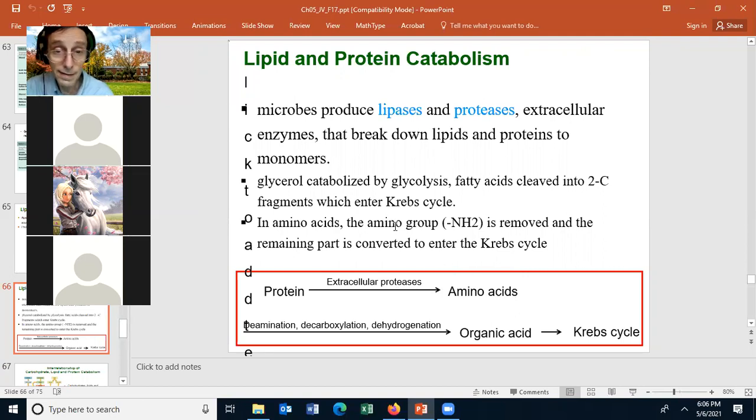With amino acids, the amino group has to be removed, and then the remaining part of the amino acid is converted into something to enter the Krebs cycle, and we'll show that in the next slide. The lipids are broken down into organic acids, and then they're broken into 2 carbon chunks, which then directly enter the Krebs cycle.